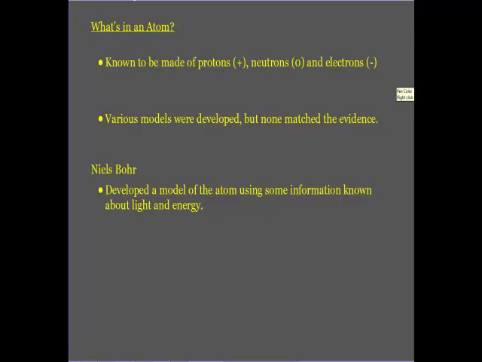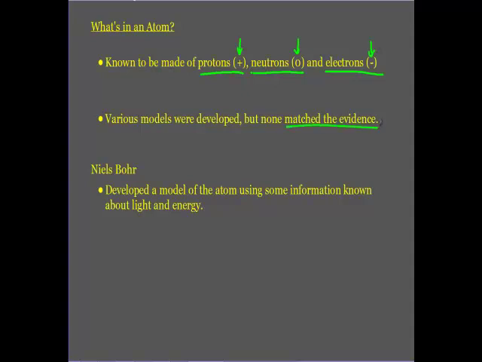But prior to Niels Bohr, there was information about the atom that came to light. We're not going to go through the steps to bring about that information, but it was known that there were protons in an atom and that there were neutrons in an atom and that there were electrons, and you can see the charges of positive, neutral, and negative. And this information was known, but no models of the atom were actually developed that match the evidence.